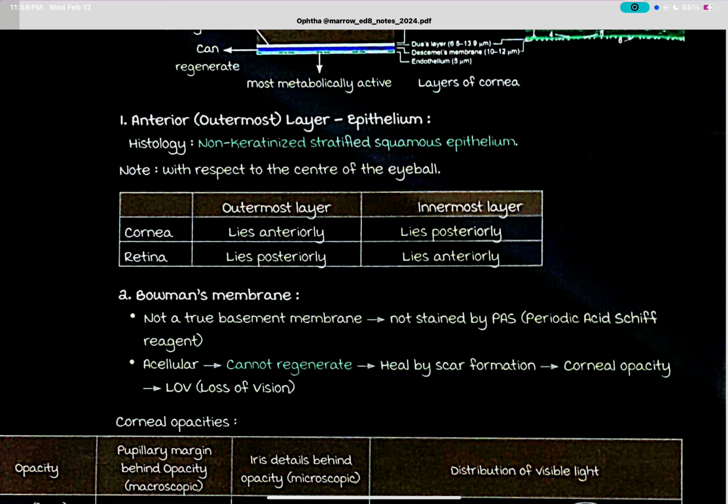Note, with respect to the center of the eyeball, cornea and retina are the outermost layer and innermost layer. Cornea lies anteriorly, retina lies posteriorly. This is with respect to the center of the eyeball, which is the most outermost and innermost.